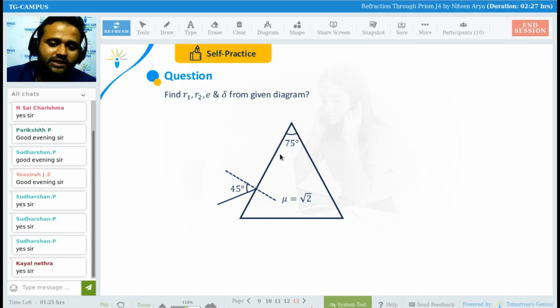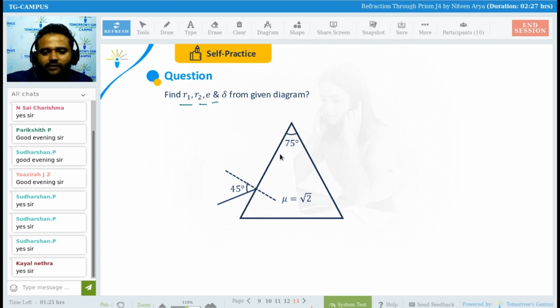Next question. Here you can see so many things you need to find: R1, R2, E and delta for the given diagram. Do that. Everything is given. I is given. Angle of prism is given. Mu is given. Got it? Simple question, this one. I could make it one or two with the given examples, but I want you guys to find so many things.